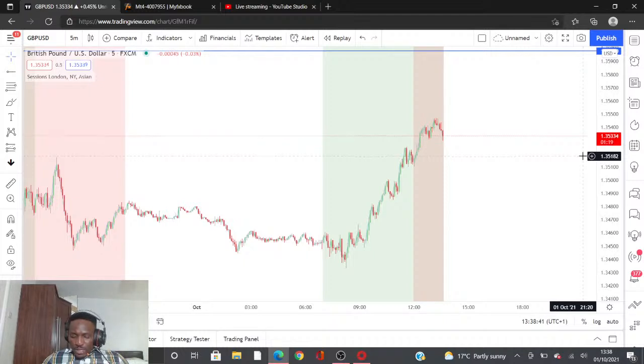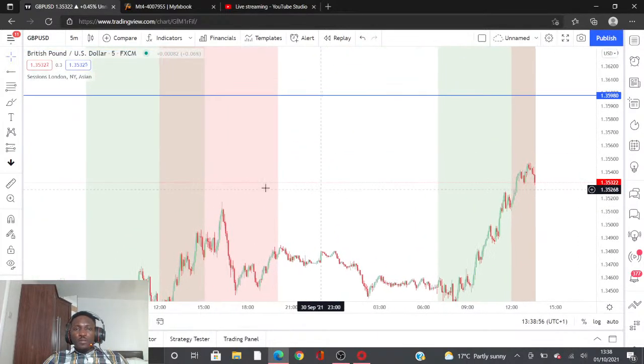What time frame is best for confirming a breakout? What do you mean by a breakout? A breakout is when the market breaks the structure, right? When the market breaks the structure, then that's your confirmation.